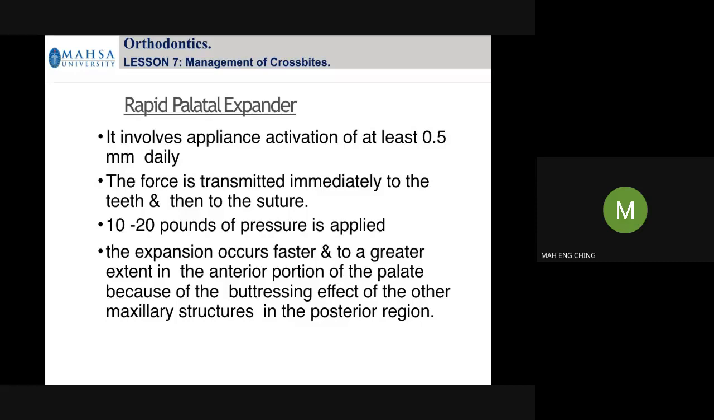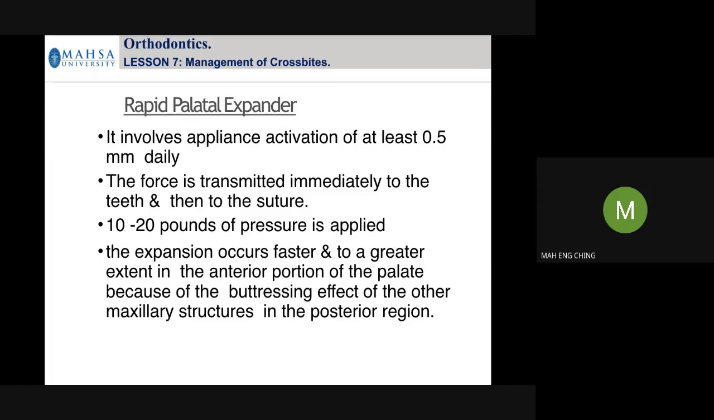So we have this rapid maxillary expander or rapid palatal expander. It involves the activation of at least 0.5 millimeter daily. If you activate the palatal screw, every turn is 0.25 millimeters. So 0.5 millimeters means you have to turn the screw twice a day. Every time you turn the screw, that will expand about 0.25. If you turn the screw twice, then you expand about 0.5 millimeter, which is very painful.